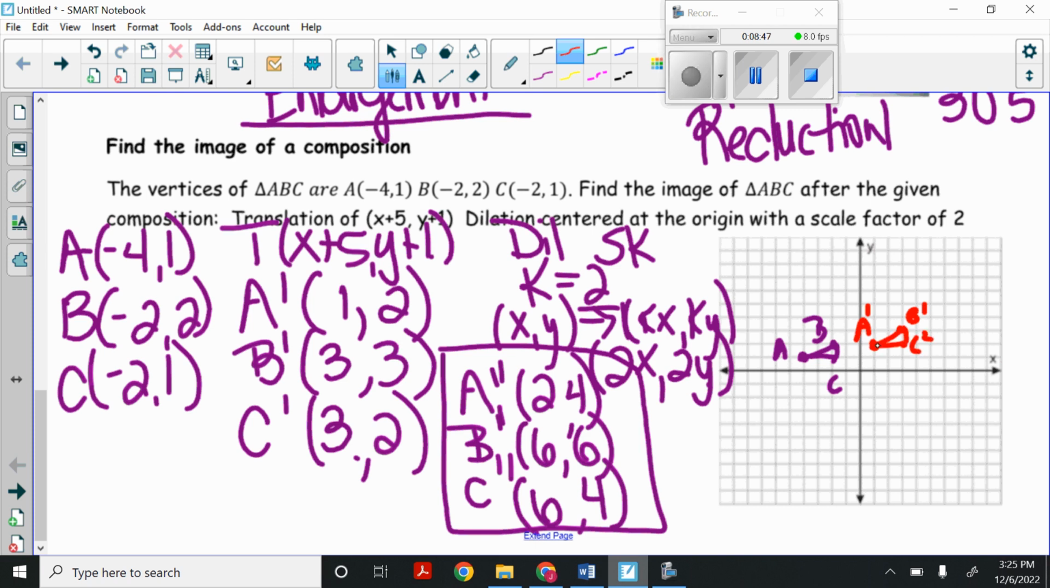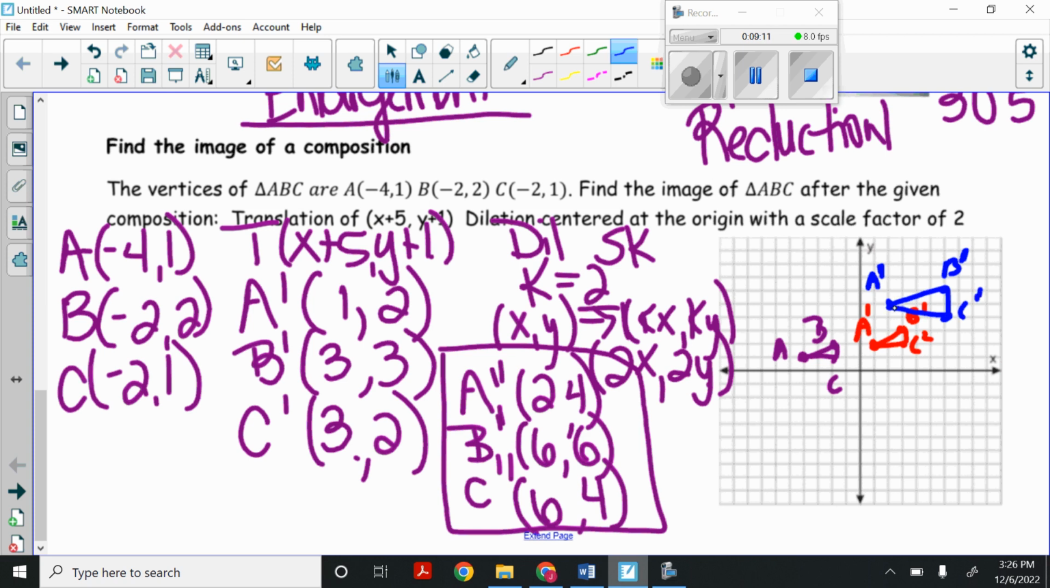And so now we'll do the very last one, our double prime. So (2, 4) is A double prime. (6, 6) was B double prime. And (6, 4), C double prime.